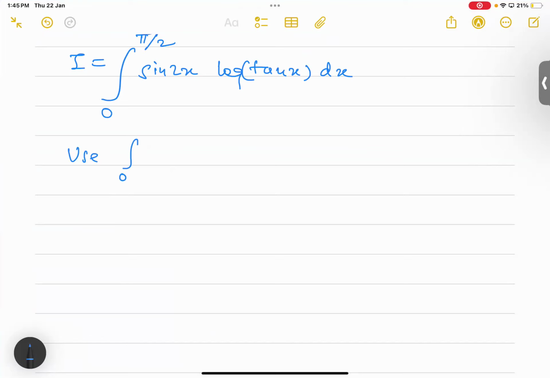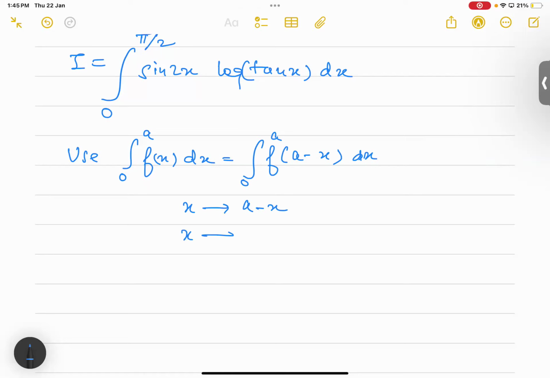I'll be using the property: integral 0 to a of f of x dx is equal to integral 0 to a of f of a minus x dx. So x changes to a minus x. So x changes to pi by 2 minus x. Let this be equation number 1. I'm using the 0 to a property. These are some extra problems. We should ideally not skip this for the boards.